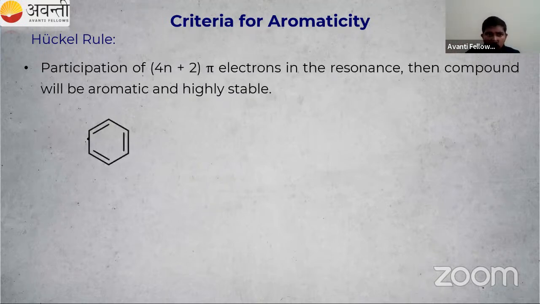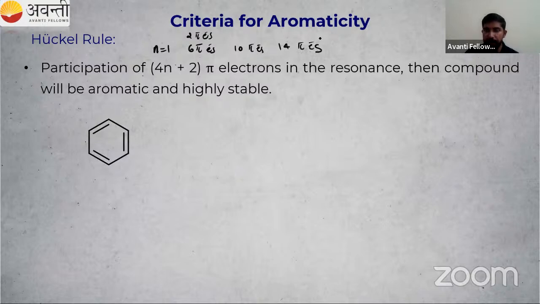Let us take this example. How many pi electrons in 4n plus 2? Taking n equal to 1, I get 4 plus 2, so 6 pi electrons. If 6 pi electrons are present, it is aromatic in nature. If n is equal to 0, I get 2 pi electrons. If n is equal to 3, then 10 pi electrons, then after that 14 pi electrons. So the compound should contain 2, 6, 10 or 14 pi electrons, then we can call it an aromatic compound.